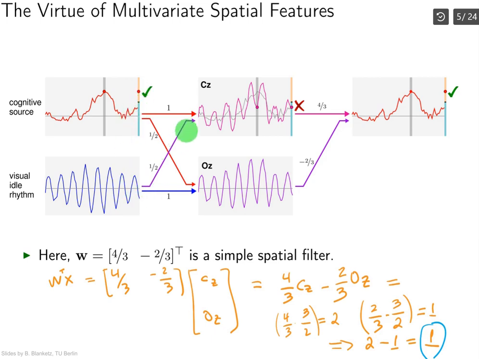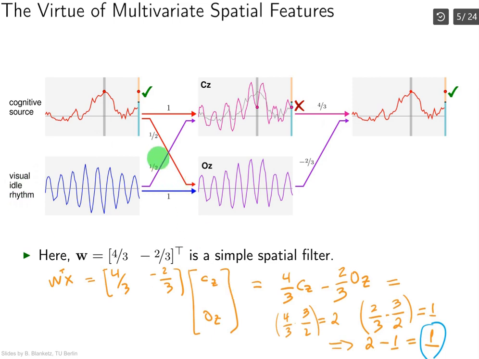However, after adding this visual rhythm related noise, it will go down. So the original peak of the cognitive source is affected by noise, signal plus noise. And the task of the spatial filtering is to recover this true cognitive source by applying some weight to the univariate features, or multivariate later, okay?